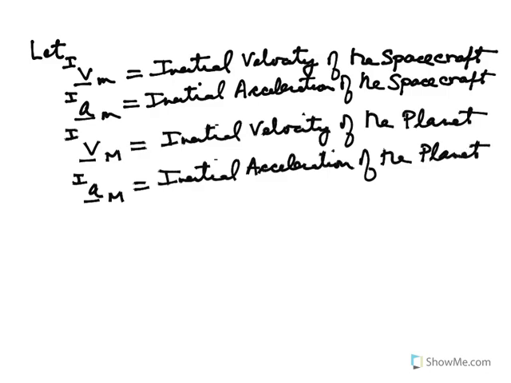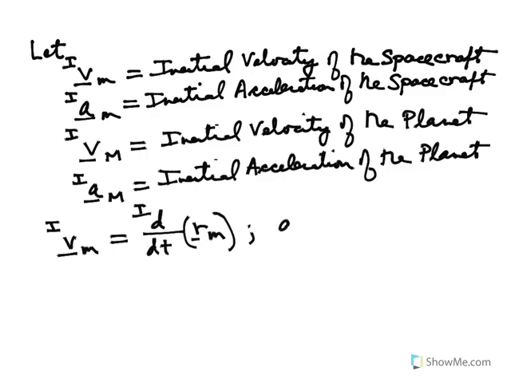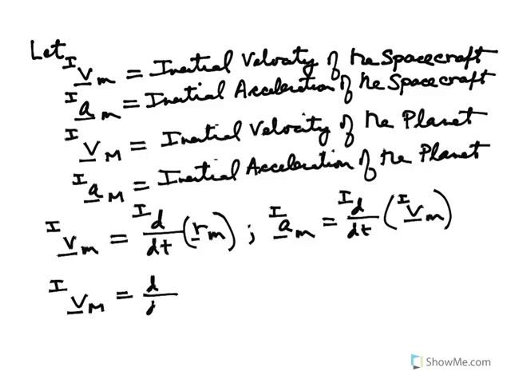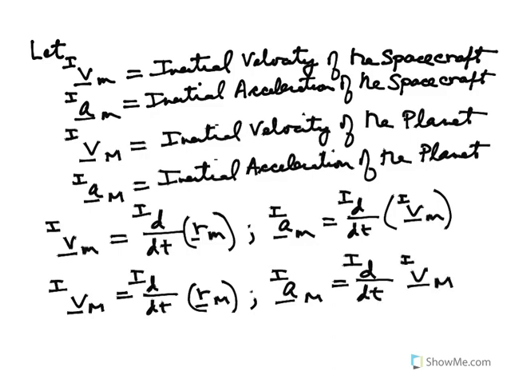Now, given this terminology for completeness with the description, the velocity of m in I is equal to the rate of change in I of the position of m, and the acceleration of little m in I, which is the acceleration of the spacecraft, is the rate of change in I of the velocity of the spacecraft in reference frame I. And similarly, the velocity of the planet in I is equal to the rate of change in I of the position of the planet, and the acceleration of the planet in I is equal to the rate of change in I of the velocity of the planet in I.